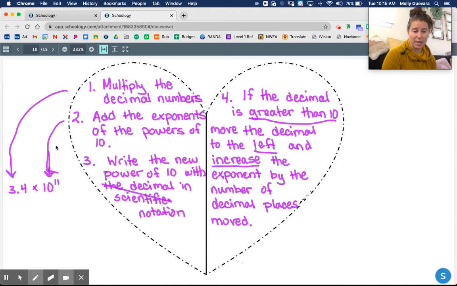This is always the case. So if I had like 13.6 times 10 to the 4th, for example, I can't have a number bigger than 10, so I have to move it 1 decimal place to the left, and then that exponent needs to increase by 1, and that's it.